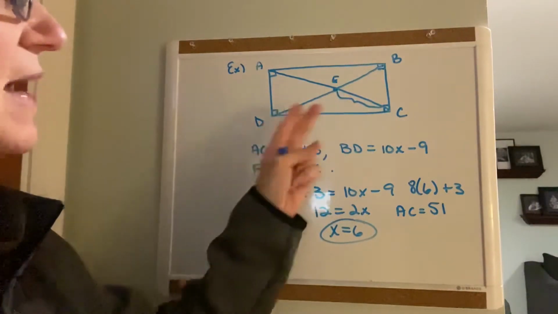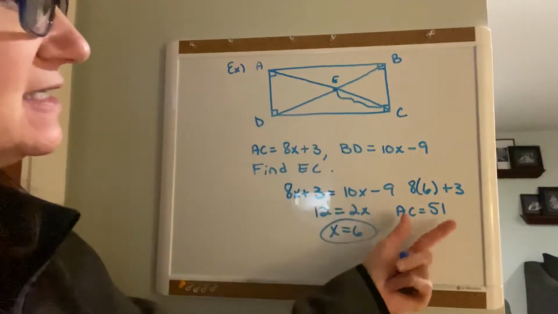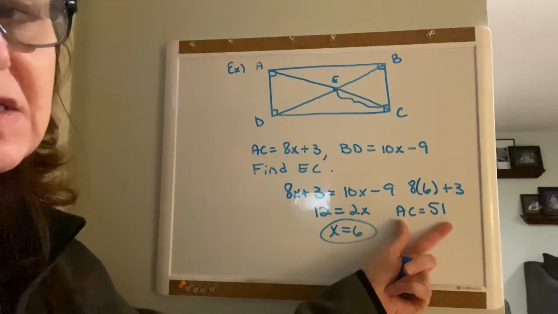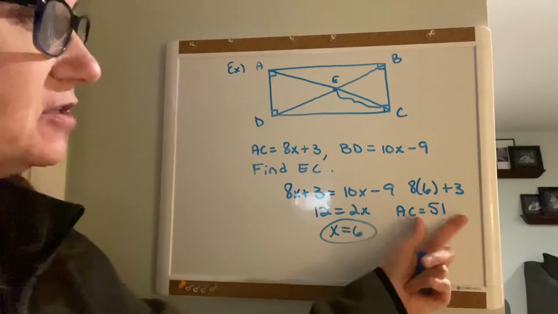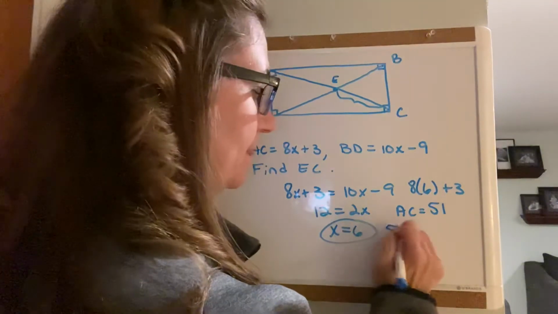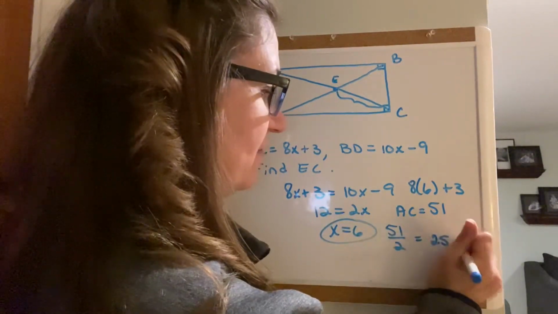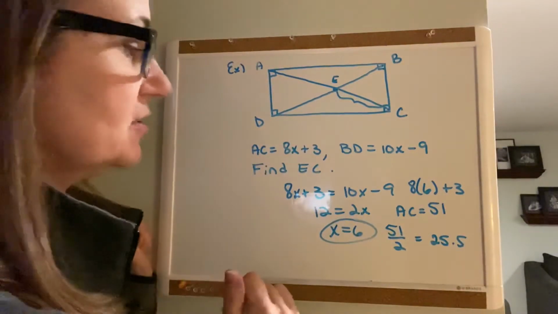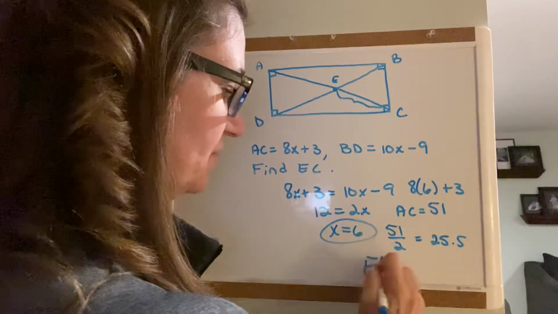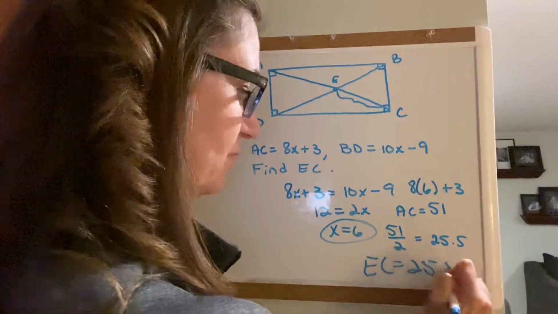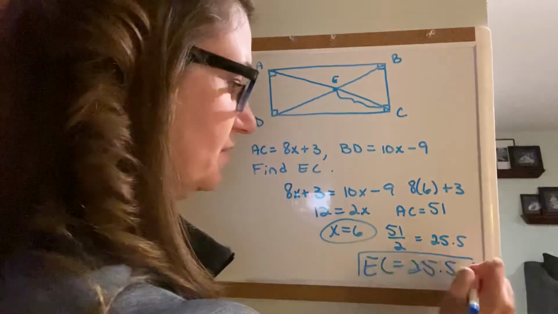Since the diagonals bisect each other, that means EC is only half of the diagonal AC. So we have to take 51 and divide it by 2, and you end up with 25.5. So the length of EC, your final answer, is 25.5 units. There's your final answer.